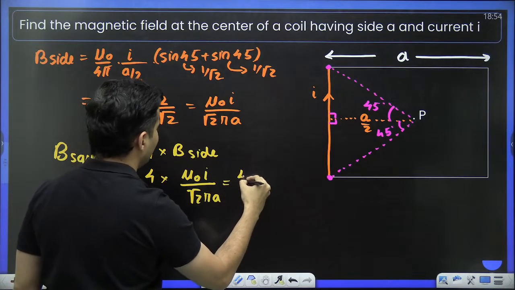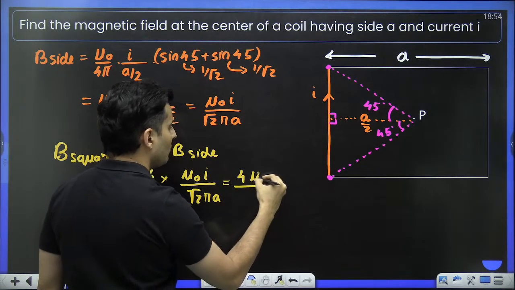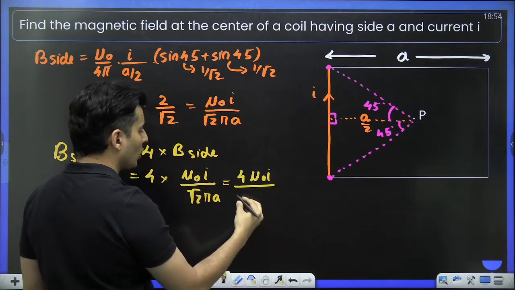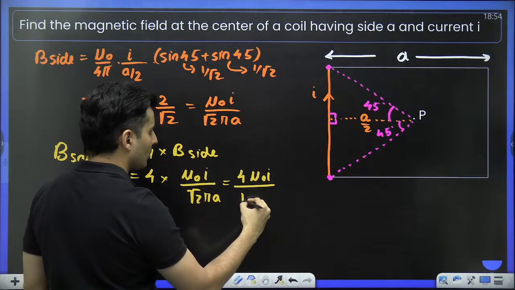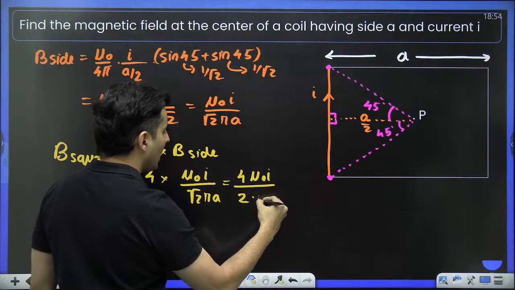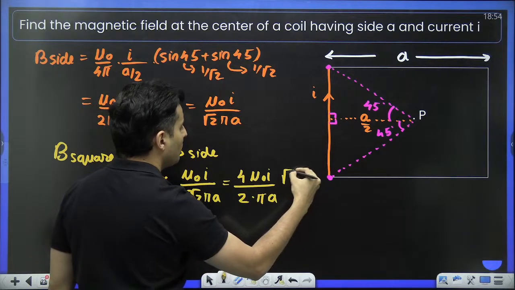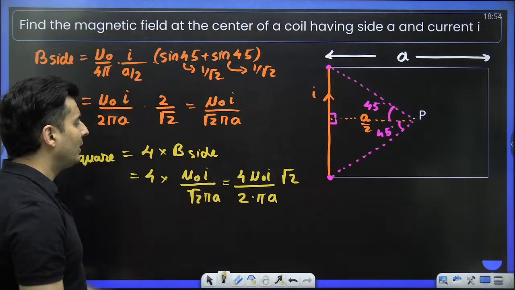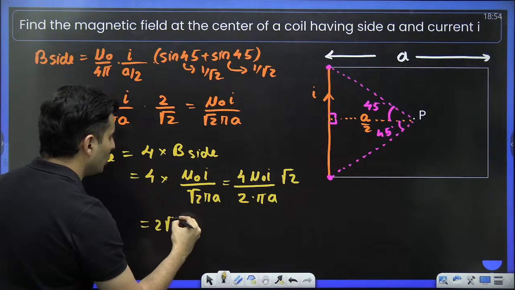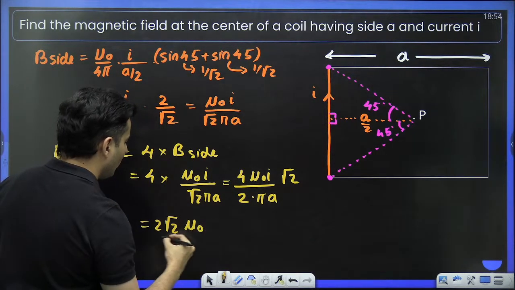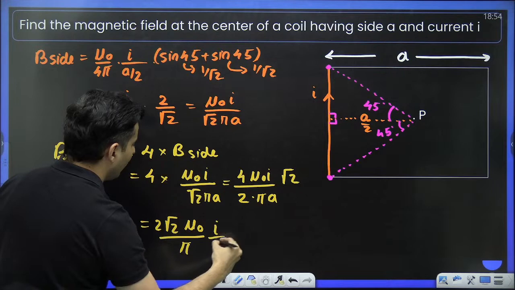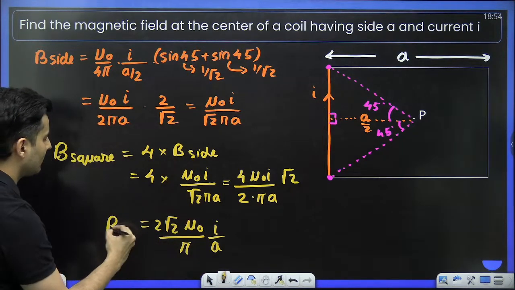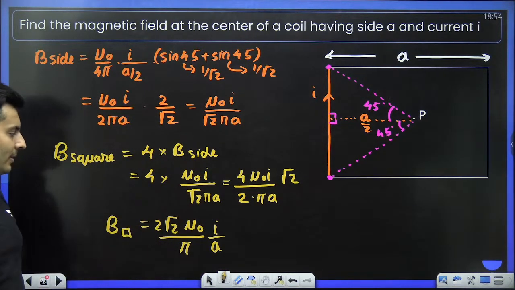If you want to rationalize it, it is perfectly fine. So mu naught I root 2 into root 2. You just do root 2 into root 2, it is basically 2, and you have pi and A, and you multiply the numerator also by root 2. 4 by 2 is 2, so it will just become 2 root 2 mu naught divided by pi, and you have I divided by A. So that is the total magnetic field due to the square. That's the answer.